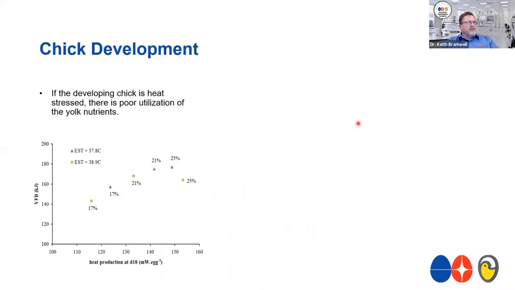So looking at chick development, if the developing chick is heat stressed, there's poor utilization of the yolk nutrients. This comes from some work on hatchability.com, a site that has a lot of good information. You can see here, looking at yolk-free body weight and heat production, when the embryos were hot, when the temperature is too high, there's more heat production, but less utilization of the yolk. And so we have poor quality chicks.